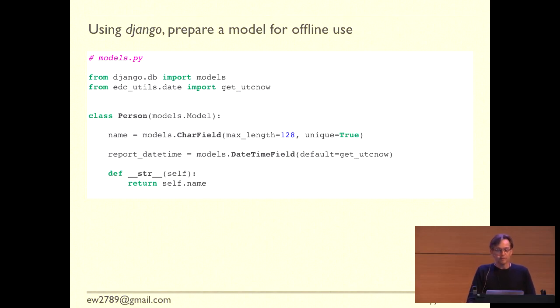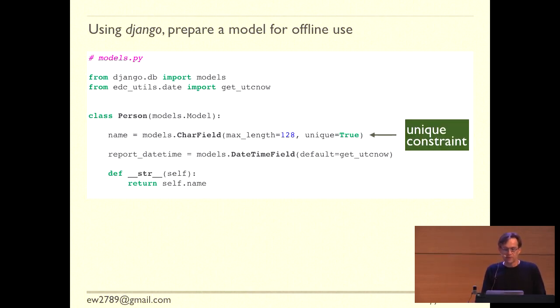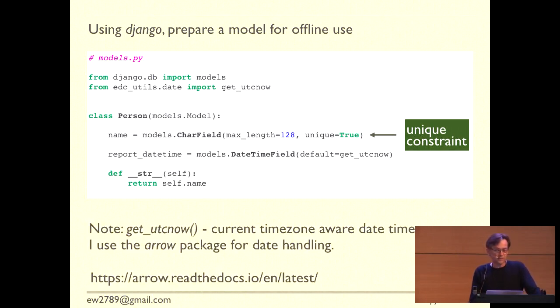So to prepare a model for offline use, if you have a model like this one, which I think is out of the Django tutorial or something like that, I just added a report datetime because we're always using that. I have my own little utility package, since I'm always working with time zone aware dates. Then, because you're going to serialize, you have to have a unique constraint on at least one field or combination of fields.